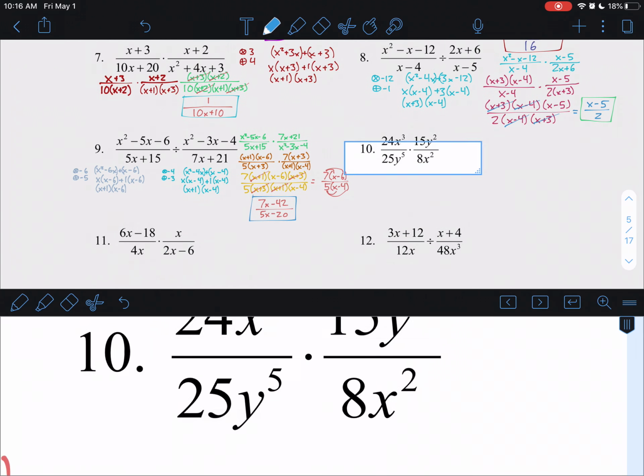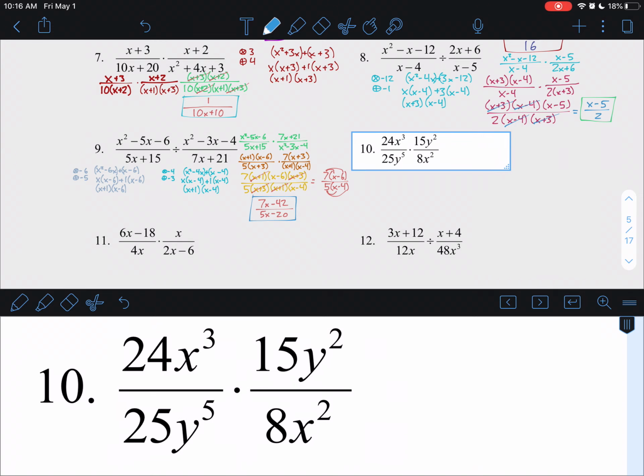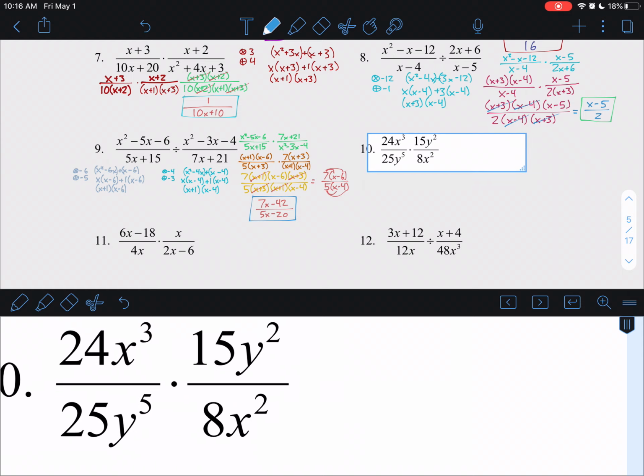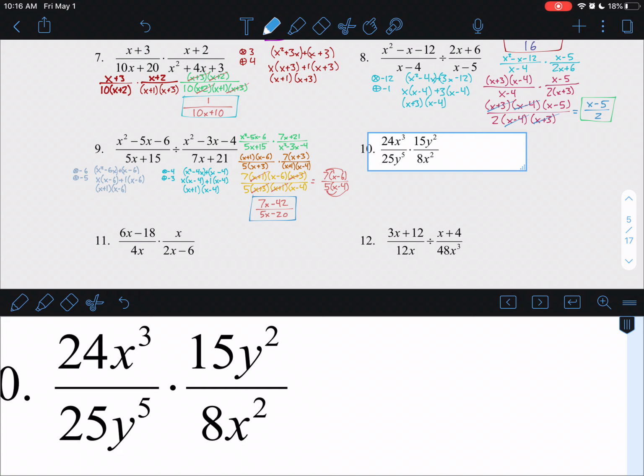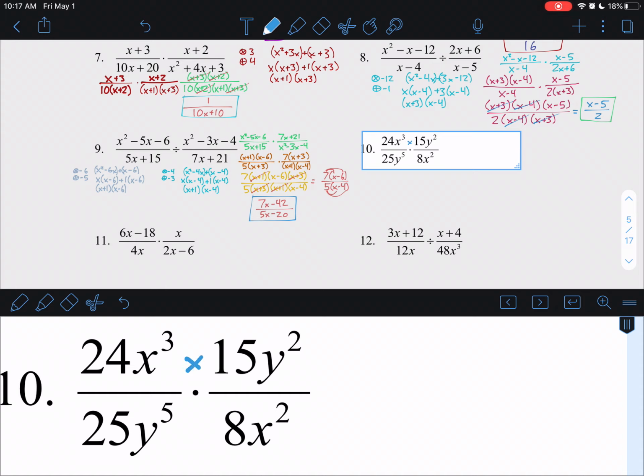Next problem was number 10. All right. So here, we'll just multiply straight across. There's multiplication, and there's not really anything I'm going to be able to factor out, so I'm not going to. So yeah, I'm multiplying straight across. It's multiplication, so I just multiply those.